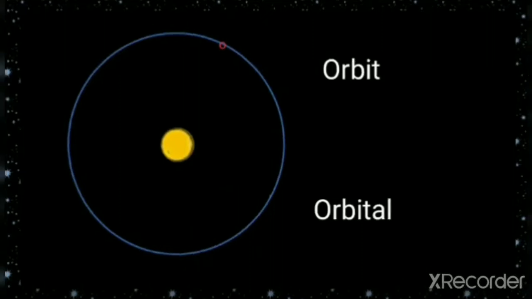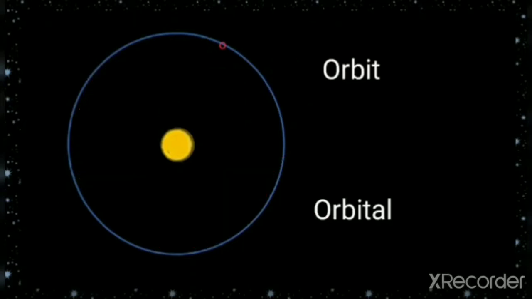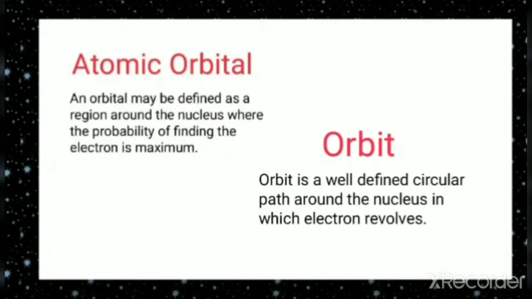Thus, an orbit is a definite circular path, but an orbital is a region around the nucleus where the probability of finding the electron is maximum. Let us define orbit and orbital. An orbit is a well-defined circular path around the nucleus in which electrons revolve. An orbital may be defined as a region around the nucleus where the probability of finding the electron is maximum. So, it is clear that instead of the electron revolving in a definite path, within the energy level it will be found in a space around the nucleus where the probability of finding the electron is maximum. That is called an orbital.